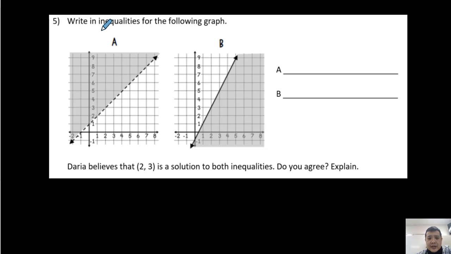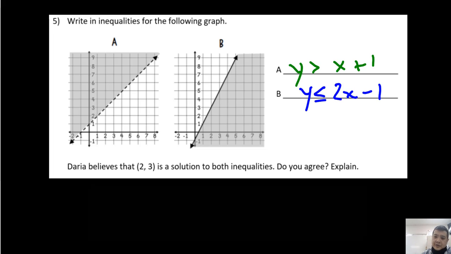Here it says write the inequalities for the following graph. So for graph A, write down what the inequality is. Notice how this is a dashed line and this is a solid line. Go ahead and do that on your own.